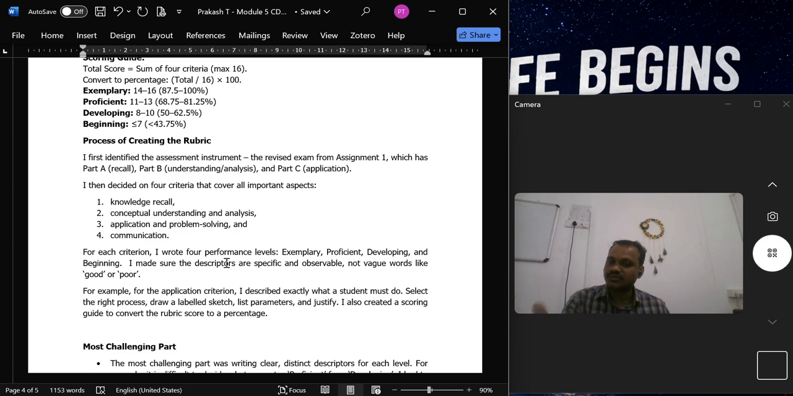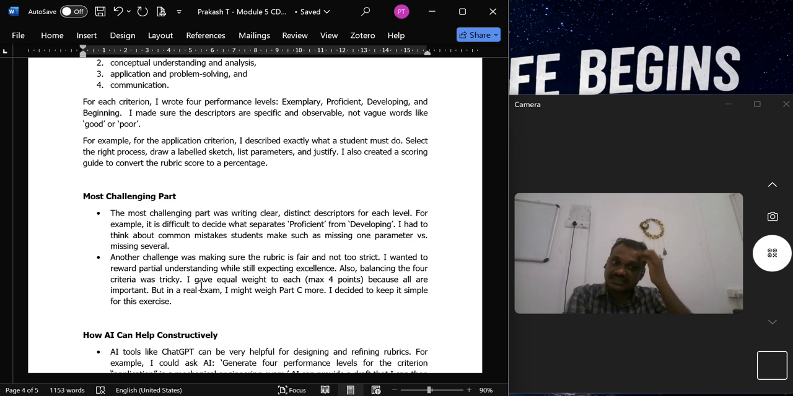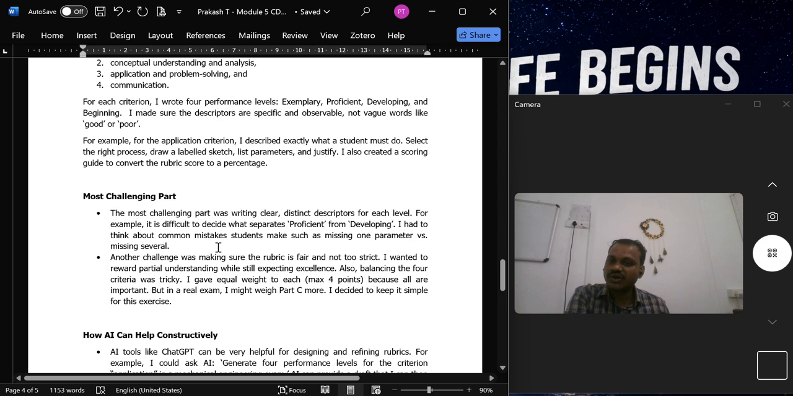And the most challenging part I faced, there are two challenges. The most challenging part was writing clear and distinct descriptors for each level. Even though I understand very clearly, I need to communicate to my students. So it's a very challenging part. I need to convert it into clear instruction. It's difficult to decide what separates proficient from developing, given the common mistakes students make, such as missing one parameter or missing several.